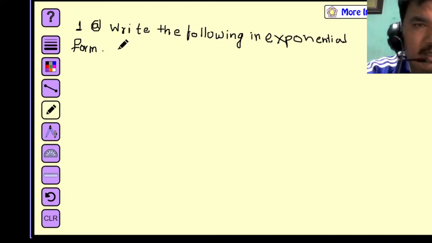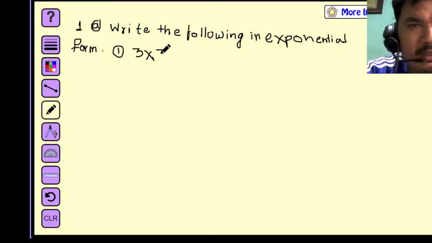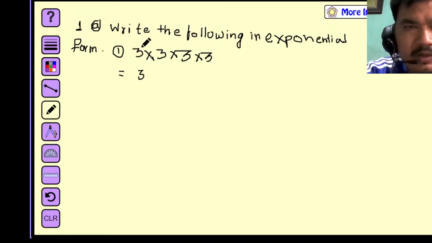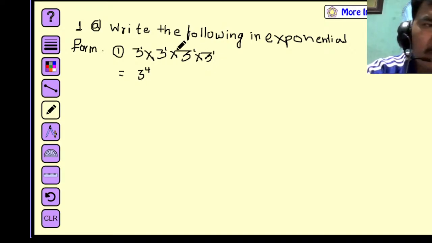Suppose there is given 3 multiplied by 3, multiplied by another 3, multiplied by another 3, like this. Then we know all the bases are the same, only one base, and we add the powers. If there is no power, it is 1 plus 1 plus 1 plus 1, all added, so it will be 3 to the power 4. This is the exponential form.